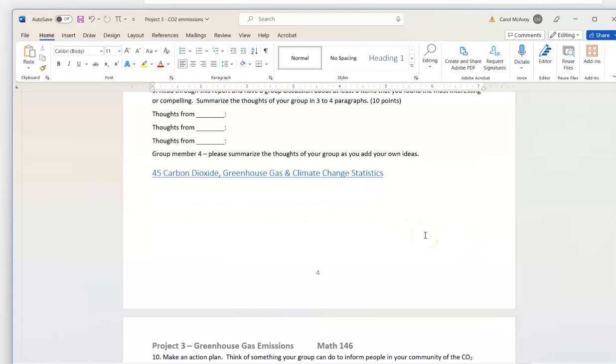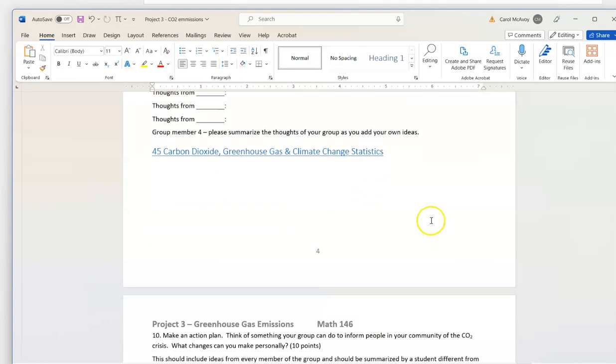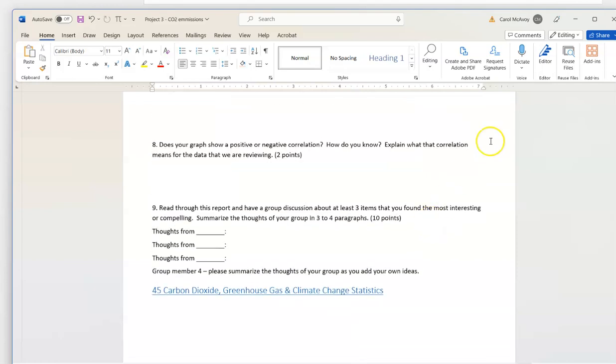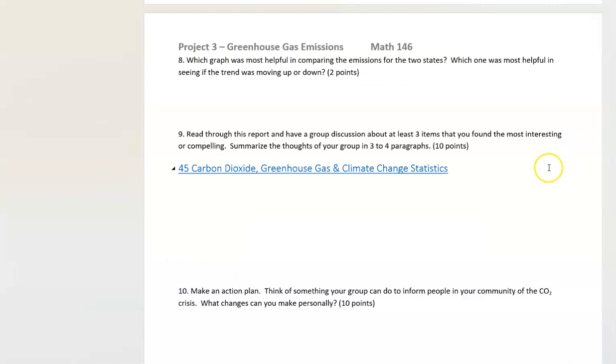Sometimes there are people in the class that are stronger in English and writing than others, so please volunteer for that if so, and maybe somebody else is better with technology. You could do some more of the graphs. I don't care how you split things up, but everybody should have other people looking over their work.